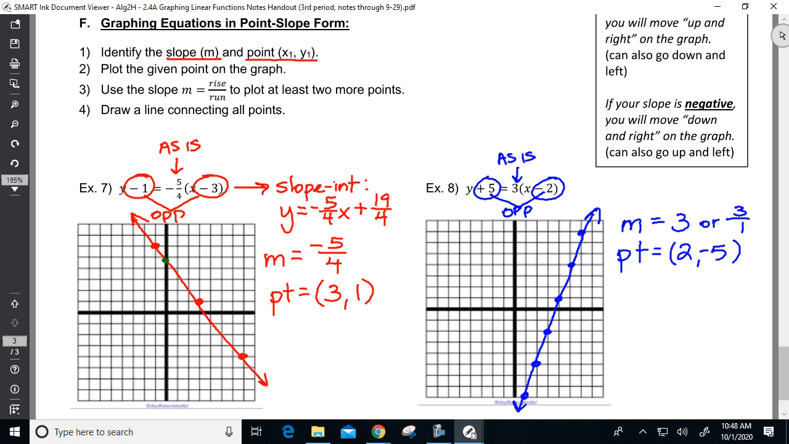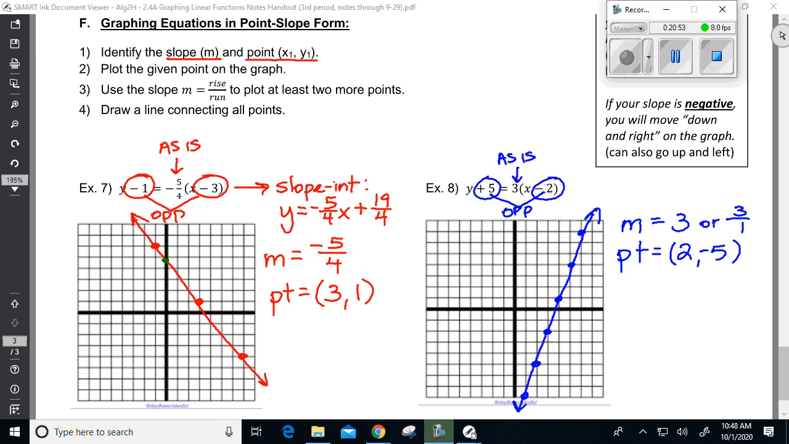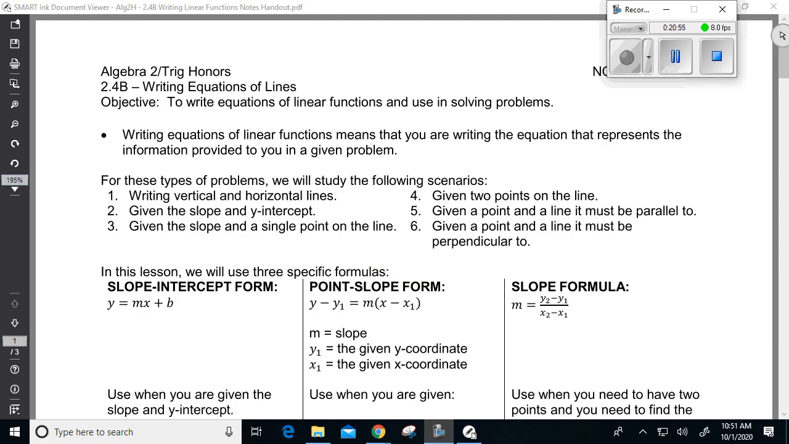Alright, so then that wraps up 2.4b. So we already graphed, so now that we've looked at graphing a linear function, now we're going to turn around and write the linear function. Graphing it means they gave it to us. Writing it means they're going to give us the information, and we're going to produce the equation, or produce the function that it went with.